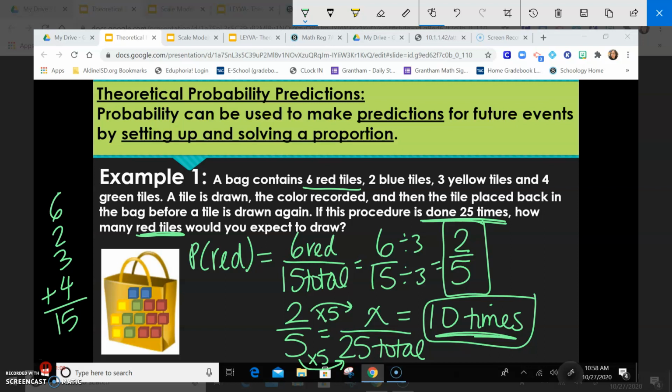So if I do this experiment 25 times, I should be able to get a red tile 10 out of those 25 times.